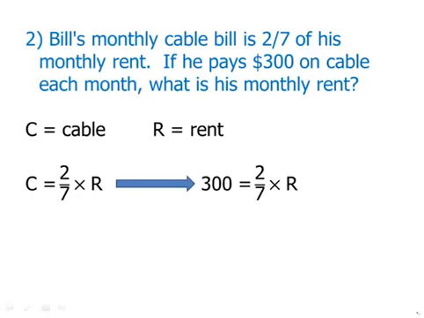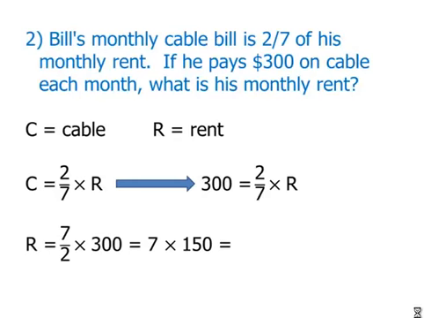Now we want to get the R by itself, so I have to multiply by the reciprocal of that fraction. The reciprocal of 2/7 would be 7/2. So I multiply both sides by 7/2. I cancel, and then I just complete the multiplication.